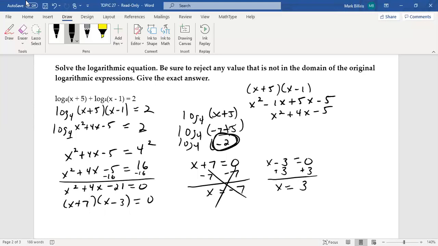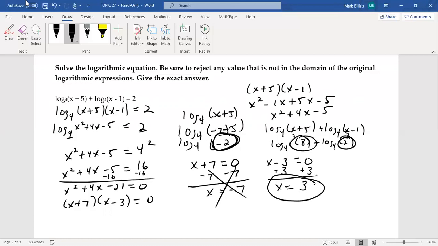Okay, so when we look at our positive 3, so again, we have log base 4 of x plus 5 plus log base 4 of x minus 1. If I plug 3 in for x in either place, this becomes log base 4 of positive 8 plus log base 4 of positive 2. Since my arguments are both positive, then x equals 3 is an acceptable answer and would be the only correct answer for this particular equation. So please, please make sure you check.